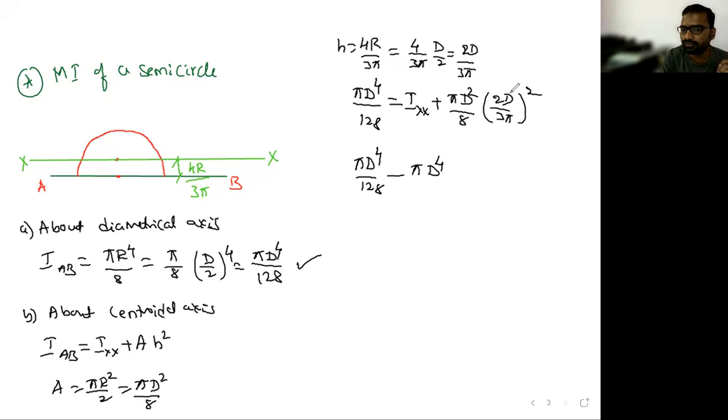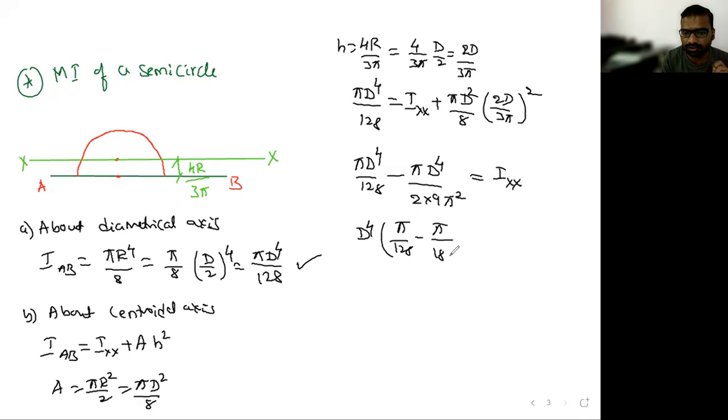2 square is 4, 4 divided by 2 is 8. That is 2 into 3, 3 3s are 9 pi square. So this is equal to Ixx. Solve this, all of you, using a calculator. Take d raised to 4 outside. It is pi by 128 minus pi divided by 18.